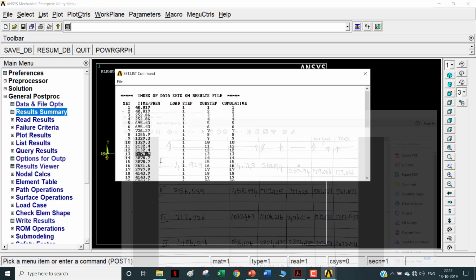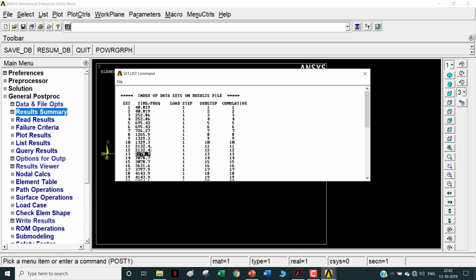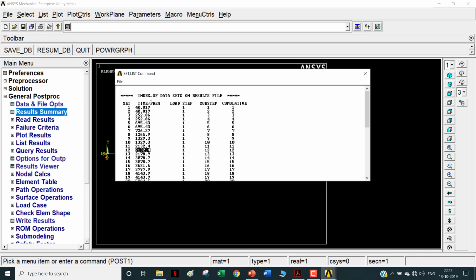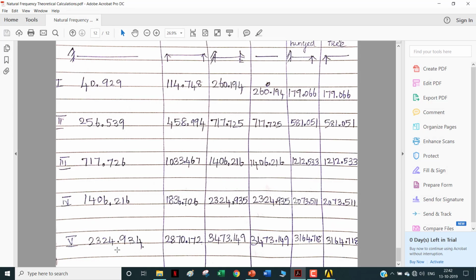Here I have 2178, or the closer value is 2132. So only these two values are closer to 2324. As you can see, as we go on to the higher modal frequencies, higher modes, so this is the fifth mode natural frequency of the cantilever beam, the error gets on increasing, right?